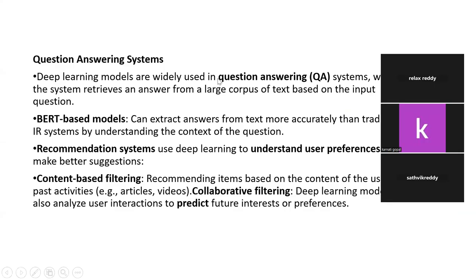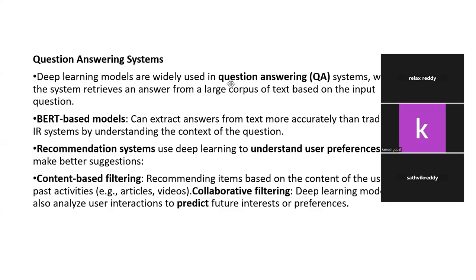Deep learning significantly enhances question answering systems by enabling them to retrieve precise answers from large text corpora based on user queries. BERT-based models improve accuracy by understanding the context of questions, allowing for better extraction of relevant information compared to traditional information retrieval methods.